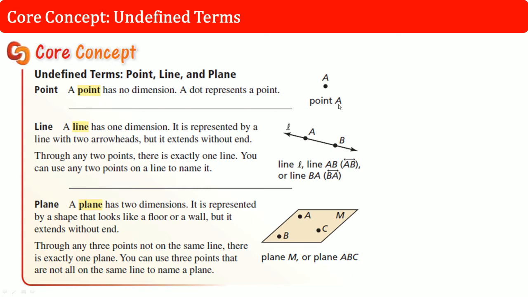A point requires one letter because it has no dimensions. A line is one dimension, so it requires two letters, and a plane has two dimensions, so it requires three letters.